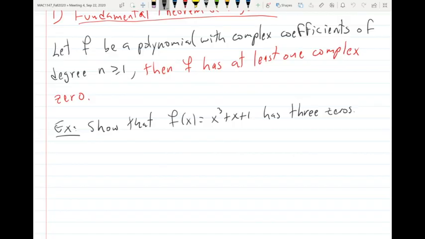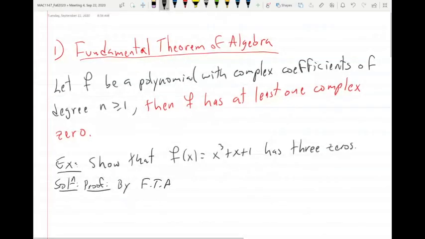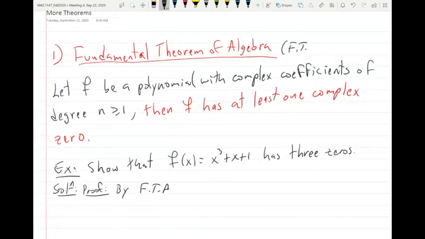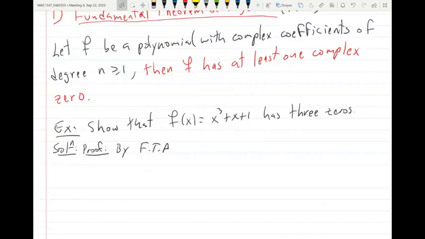So how can we do that? Well, we can do this very nicely. So, solution. We need to do a little proof. Let's convince ourselves that this polynomial has 3 zeros. Well, first of all, by the fundamental theorem of algebra, which I'm going to abbreviate as FTA, we know that f has at least 1 zero. Of course, it could be a complex zero, but that's okay.